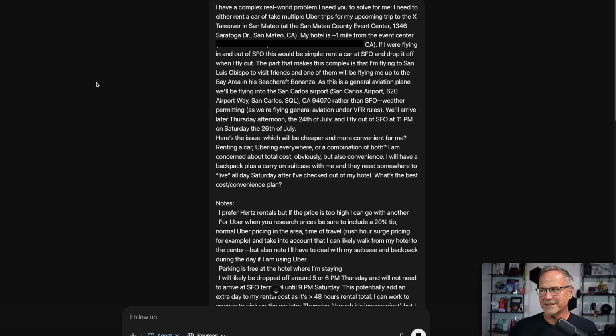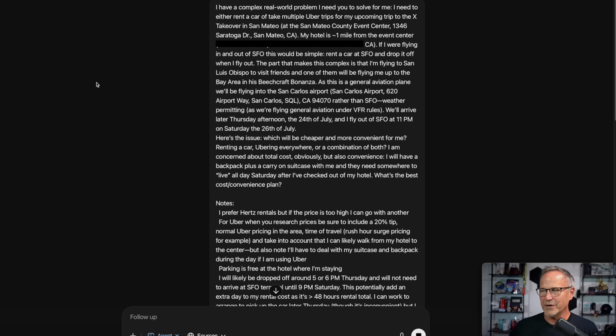The part that makes this complex is that I'm flying into San Luis Obispo to visit friends, and one of them, hi Robin, will be flying me up to the Bay Area in his Beechcraft Bonanza. As this is a general aviation plane, we'll be flying into the San Carlos Airport, again with the address of the airport, rather than San Francisco Airport, weather permitting, as we're flying general aviation under VFR rules. We'll arrive later Thursday afternoon, the 24th of July, and I fly out of San Francisco Airport at 11 p.m. on Saturday, the 26th of July.